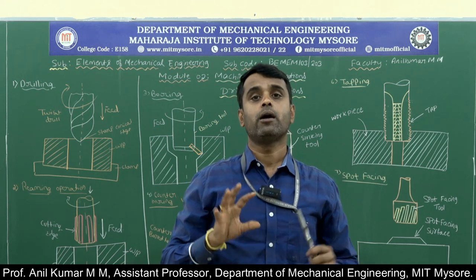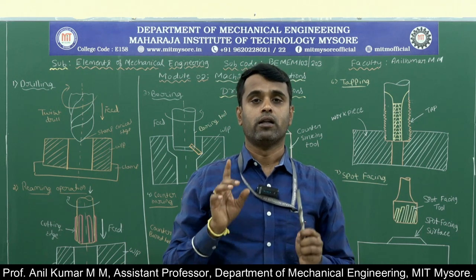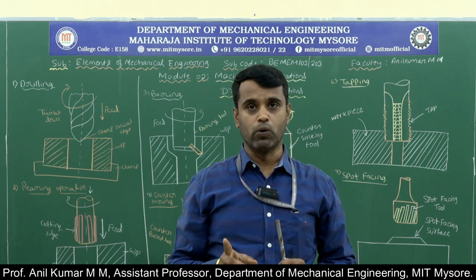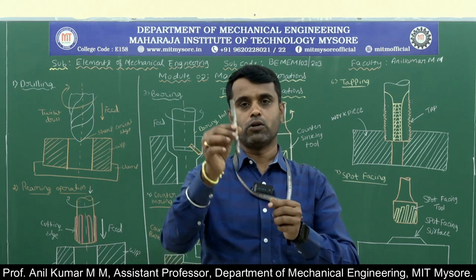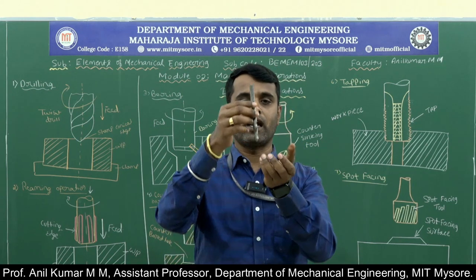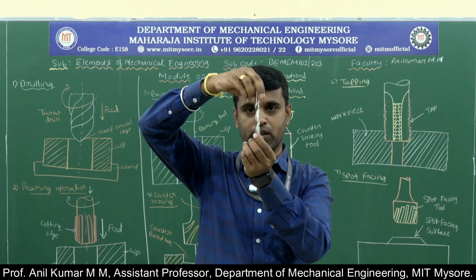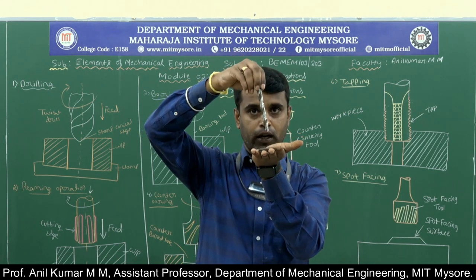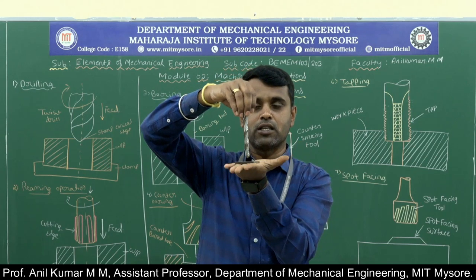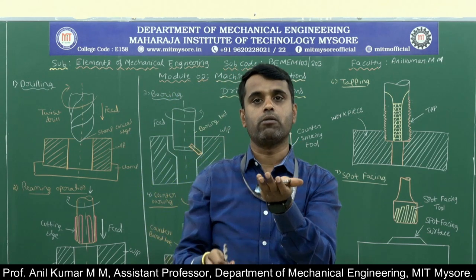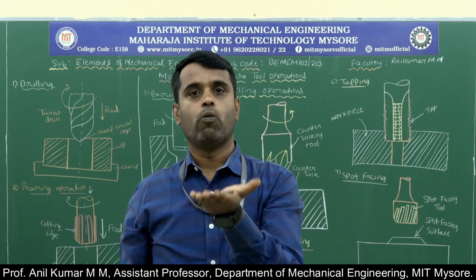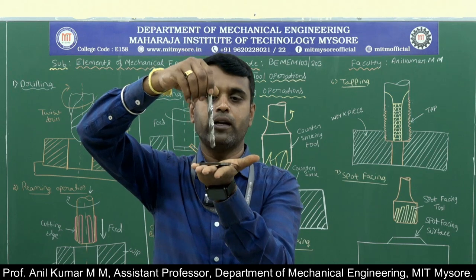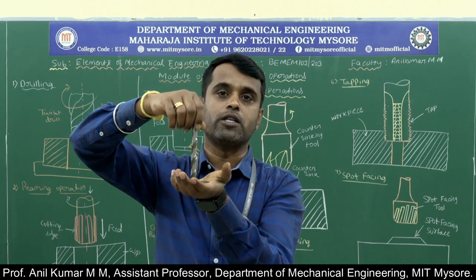A drilling machine is a power driven machine tool which has a spindle. The drill bit is connected to the spindle and it will be rotating at very high speed. You have to feed the rotating drill bit against the stationary workpiece material. This workpiece material will be rigidly clamped on the work table, and we have to feed the rotating drill bit against the stationary workpiece material.